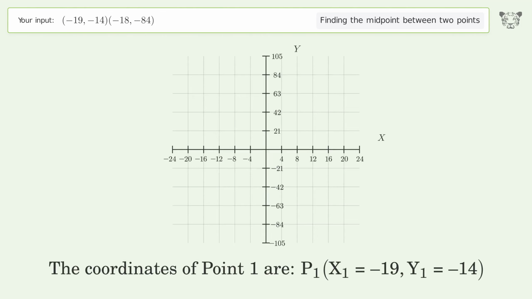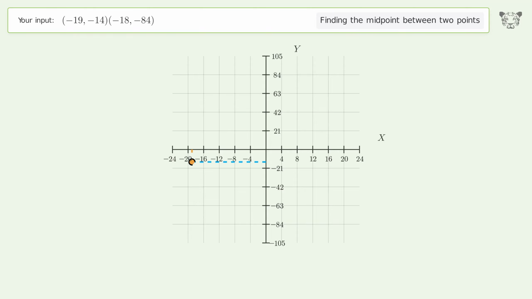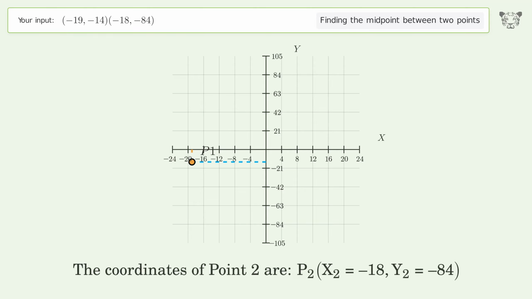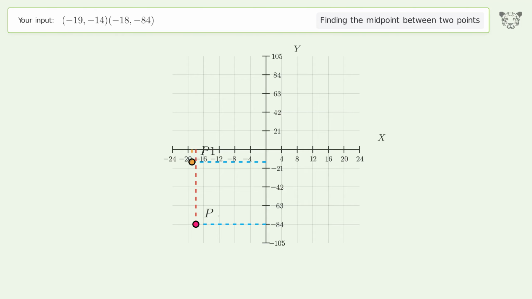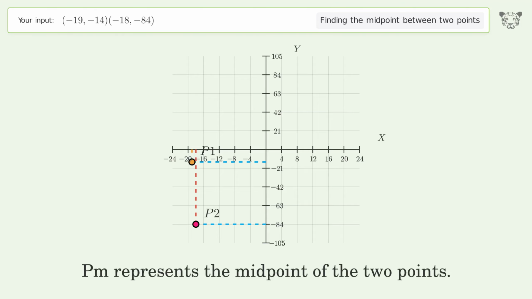The coordinates of point 1 are, x1 equals negative 19, y1 equals negative 14. The coordinates of point 2 are, x2 equals negative 18, y2 equals negative 84. PM represents the midpoint of the 2 points.